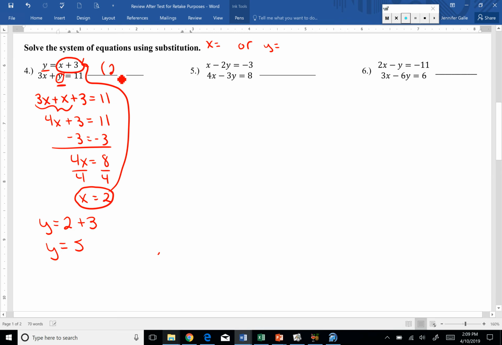We really should write our solution as an ordered pair. If you didn't on your test, and if you're retaking, I'm not going to take points off. If you've got your x and your y, I'm going to be happy with that. Writing it as an ordered pair just makes your answer a little better, is all. So number 4, if you see something like number 4 on the test, you've got just a y equals already by itself, or you have an x equals by itself, that question is saying, hey, use substitution. That's the easy choice.